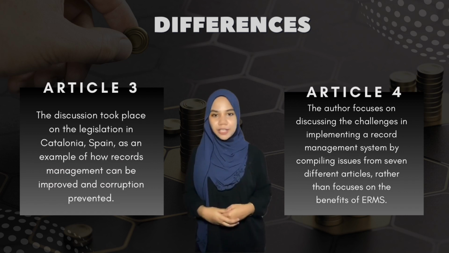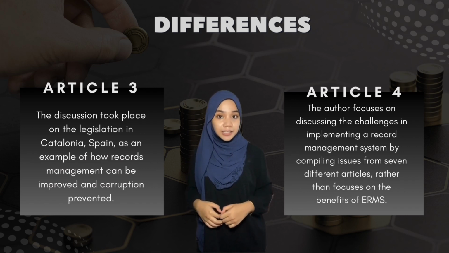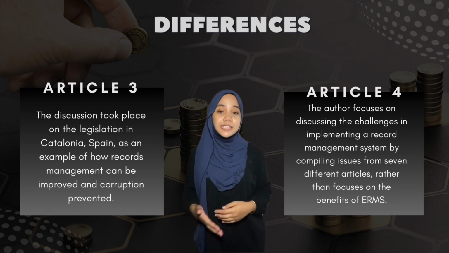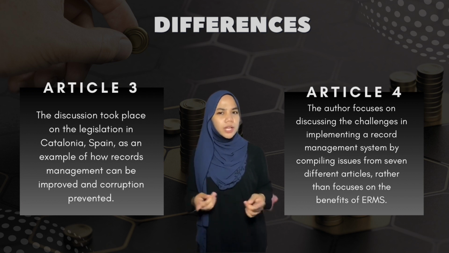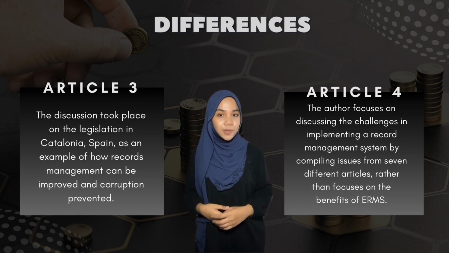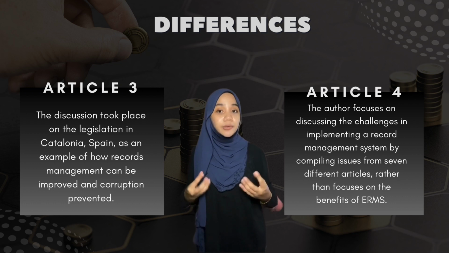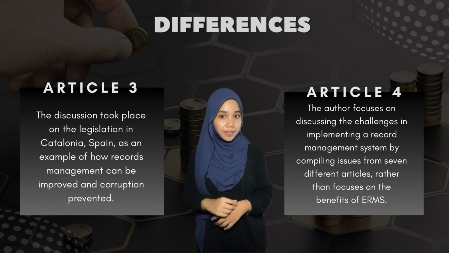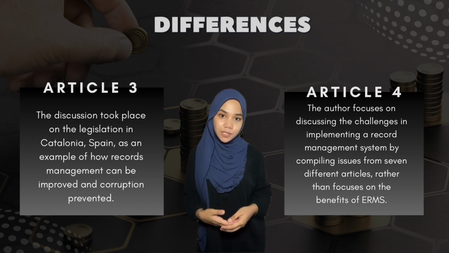So, what are the differences? Here, in Article 3, the discussion took place on the legislation in Catalonia, Spain, as an example of how record management can be improved and corruption prevented. While in Article 4, the author focused on discussing the challenges in implementing a record management system by compiling issues from 7 different articles, rather than just focusing on the benefits of ERMS.